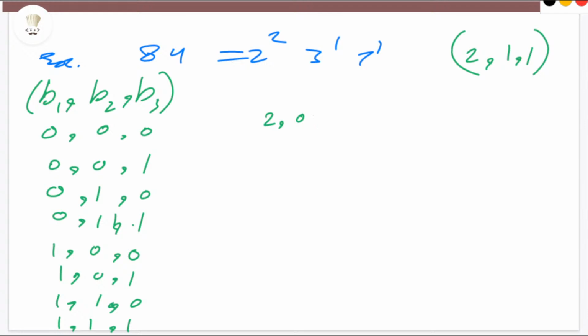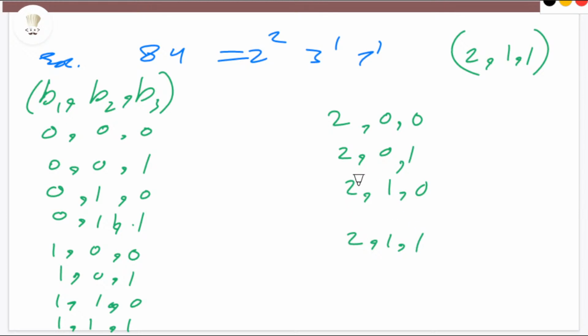2 comma 0 comma 0. Let me write this a little bit more to the right hand side. 2 comma 0 comma 0, 2 comma 0 comma 1, 2 comma 1 comma 0, and 2 comma 1 comma 1. These are all of the possible b tuples that we can have, where each bi is greater than or equal to 0 and less than or equal to ai, right? Corresponding to each b tuple that we have here, we would have a corresponding factor of 84.